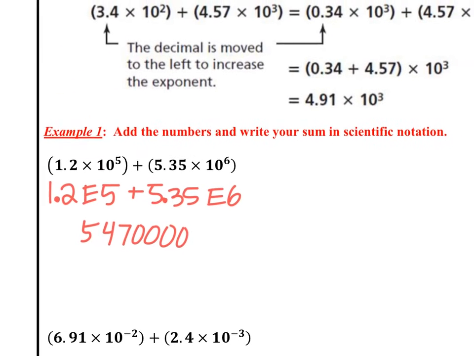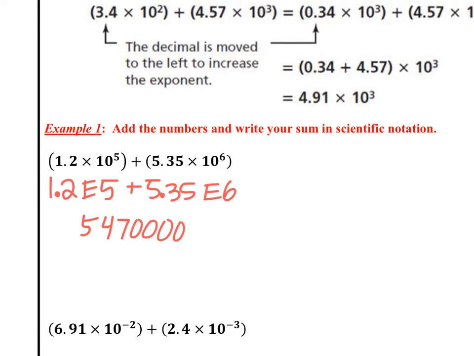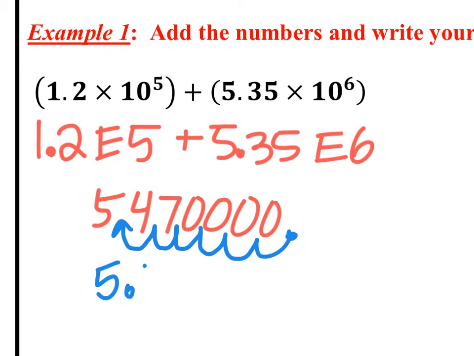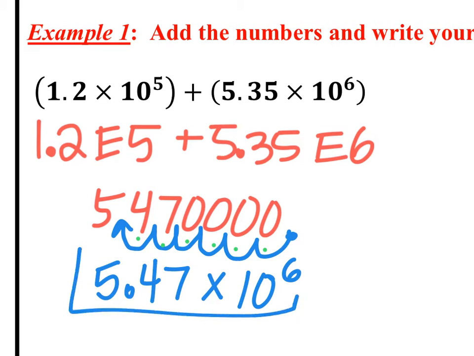It specifically says write your sum in scientific notation. This is the most common mistake that I see on these problems, is not reading the directions. So take your decimal and move it to the left, because that's where the party's at, until the number is between 1 and 10 when you read it from left to right. So 5.47 times 10 to the 6. Yep, positive 6, because it was a big number to start. Doesn't that imply if we just say 6? Yes.